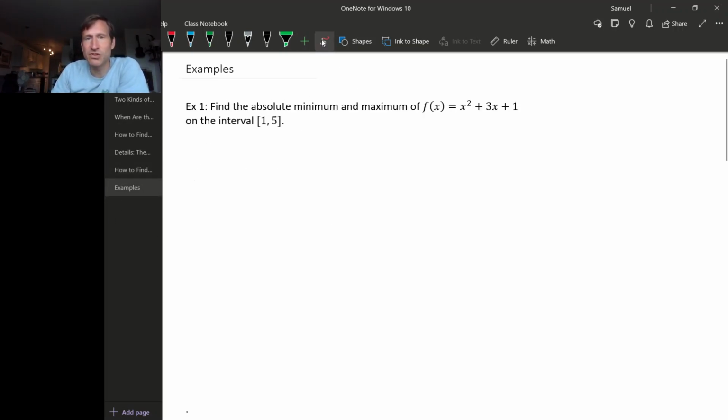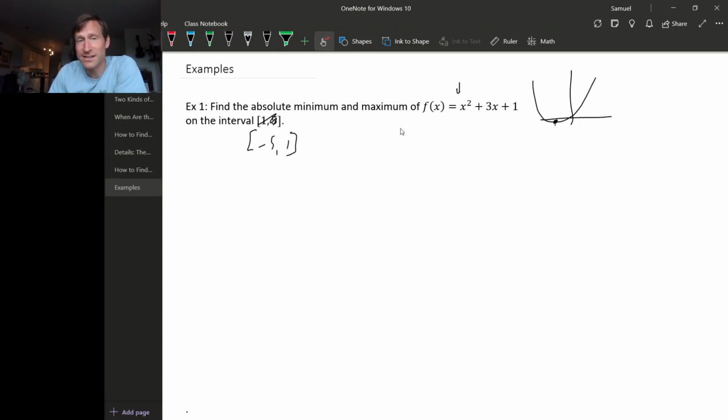So first, let's find the absolute minimum and maximum of this function, x squared plus 3x plus 1, on the interval from 1 to 5. Now, this is a parabola, and it's opening up. So something like this, right? And for a parabola that's opening upwards, the minimum is at the vertex. So actually, I think I wanted this to be minus 5 to 1.